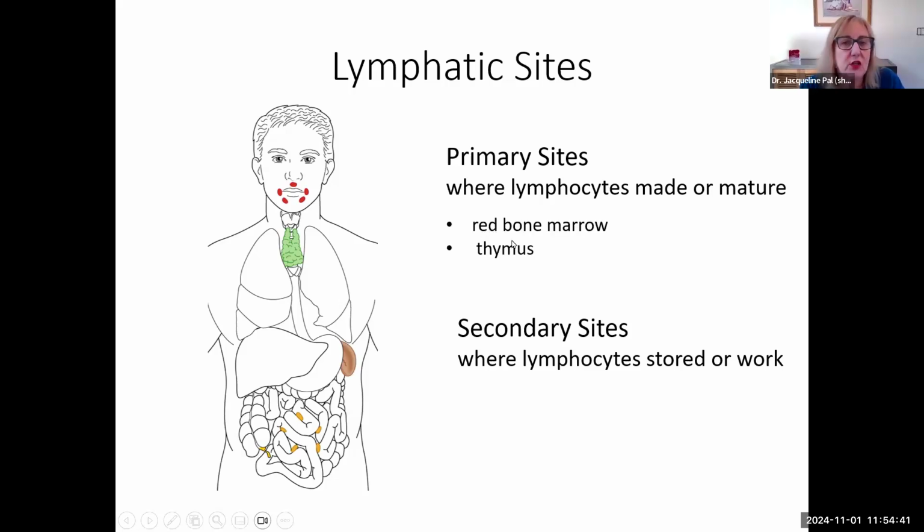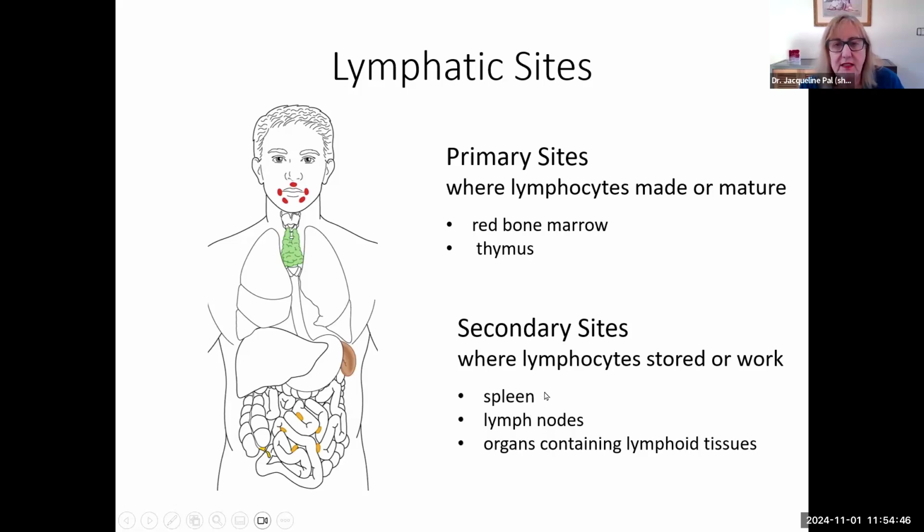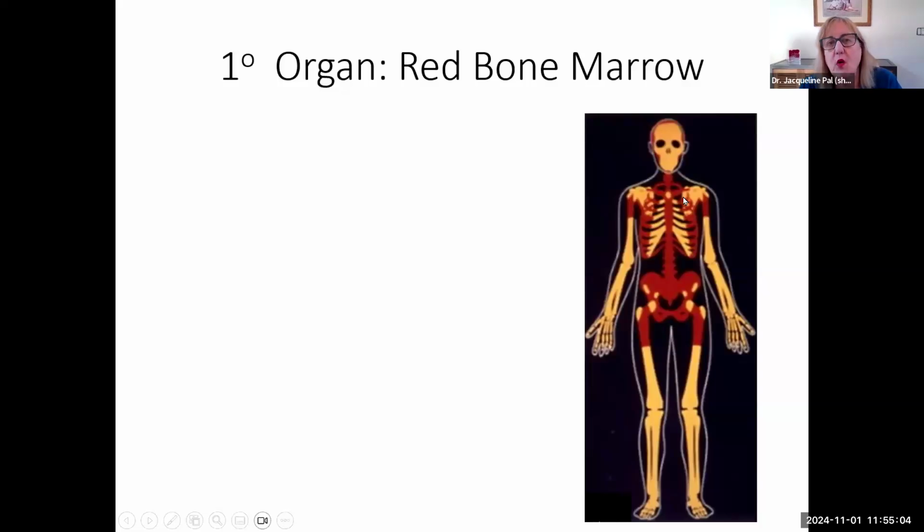Okay. So there's only two primary sites, the red bone marrow and the thymus, and there are a lot of secondary sites. Spleen, there's only one. Lymph nodes, there's a bunch throughout your body. And then there's a lot of organs that contain what we call lymphoid tissues. In other words, tissues that have aggregates of lymphocytes. Okay, so the first primary organ is your red bone marrow. And this is a diagram of where you have red bone marrow in an adult. Okay, so only in a few of our bones when we are an adult.